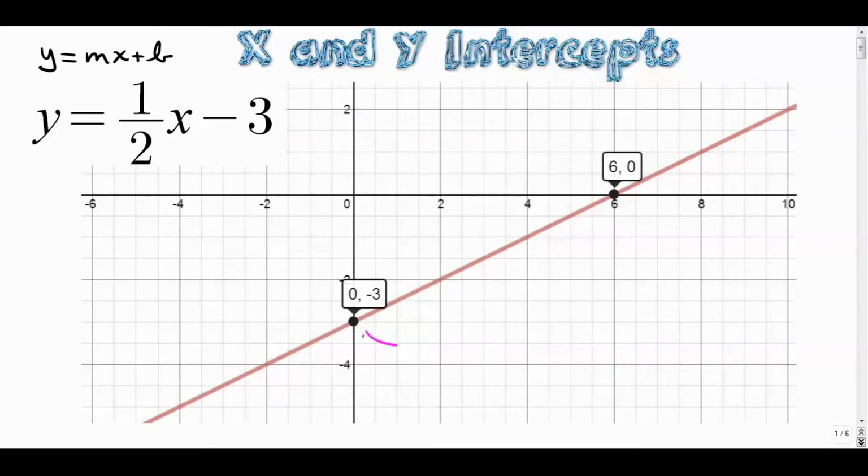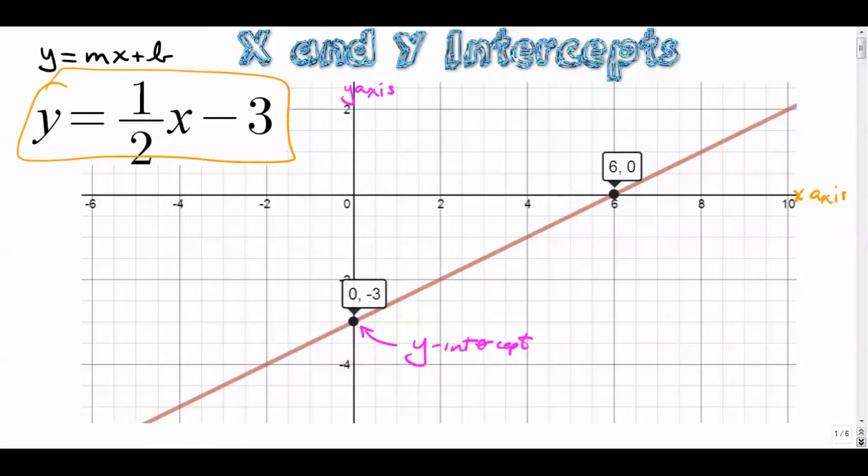And that's why it's down here. That's where the graph crosses the y-axis. This is the y-axis, the up and down one. The x-axis is over here. To figure out the x-intercept, it doesn't seem so evident. My claim is that it's at 6, 0, and I'm going to show you in a second how to get that from this equation, or any equation really.